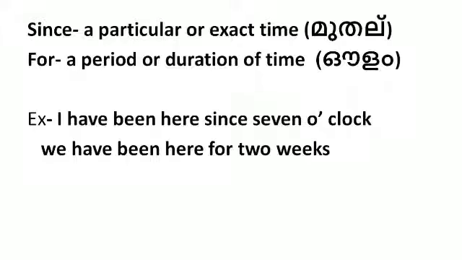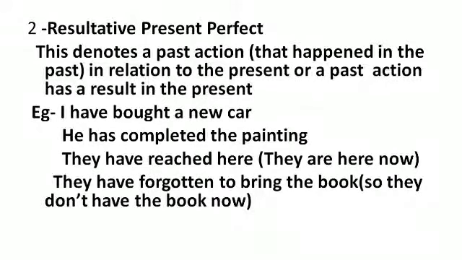Then second is the resultative present perfect. That means an action happened in the past and its result is available in the present. This denotes a past action that has a result in the present. Example, I have bought a new car. Here it means I have bought a car and the result is available. That means I have a car now.